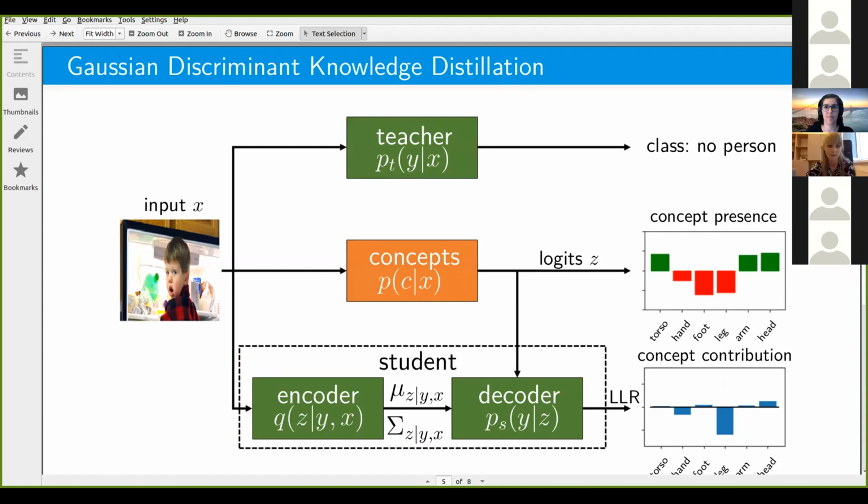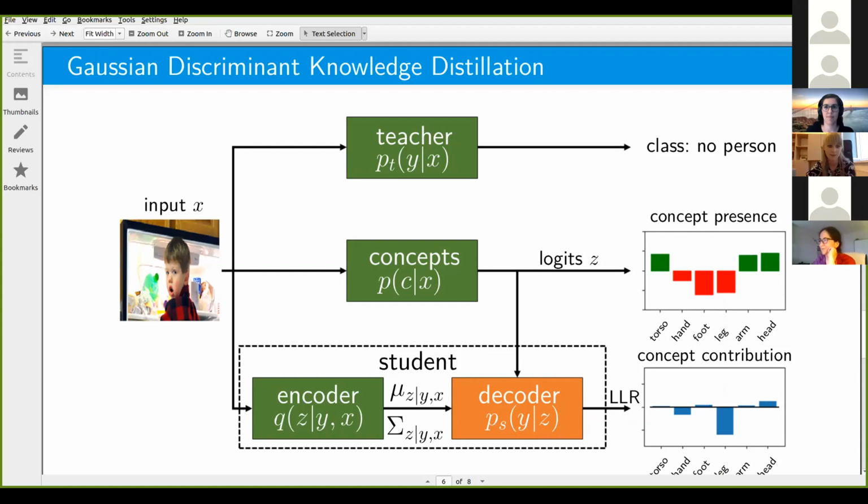Therefore, any pre-trained model that predicts reasonable concepts can be used as concept model. The task of the decoder is to reconstruct the teacher's output by only combining the visual concepts in terms of a Gaussian discriminant analysis. The interpretable classification is given by the logit distribution for each concept. These distributions are generated by the concept model.